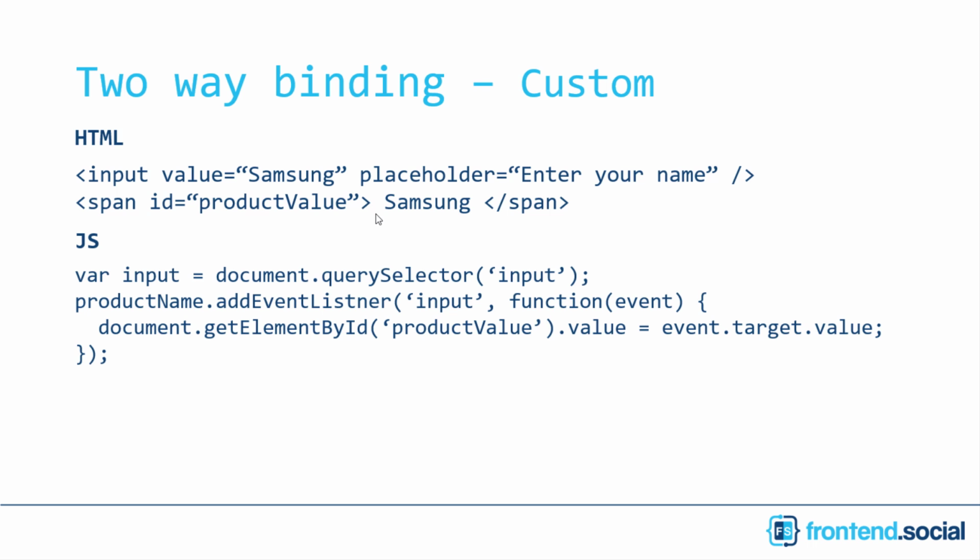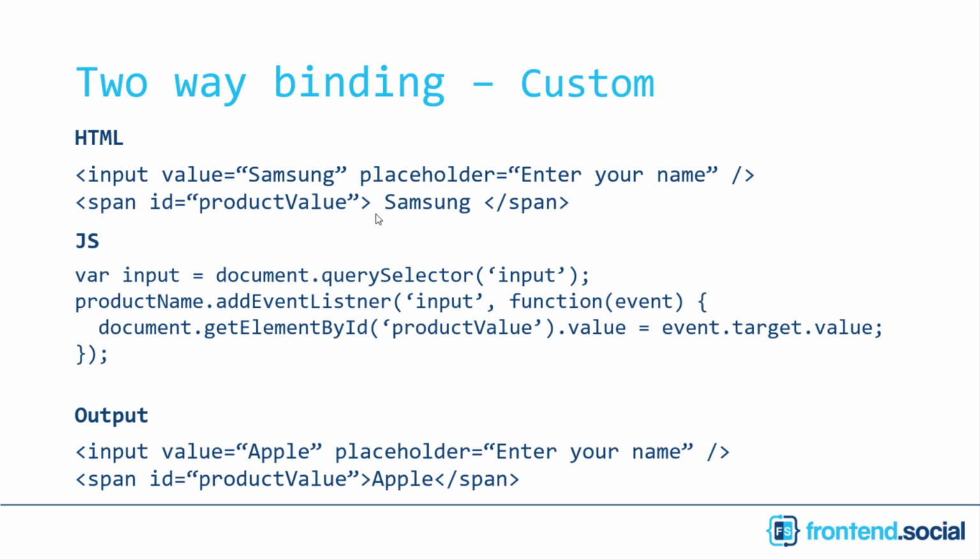Inside JavaScript, you get hold of the input element and register an input event on top of it. Inside input, if any value is typed, an event is emitted. And event.target.value is the value inserted in the input box. So as soon as you do that, it will be reflected on the HTML. Suppose you typed apple, it will be reflected inside the span.